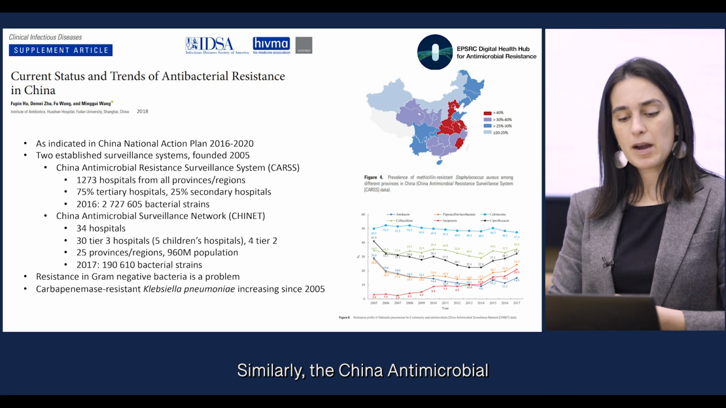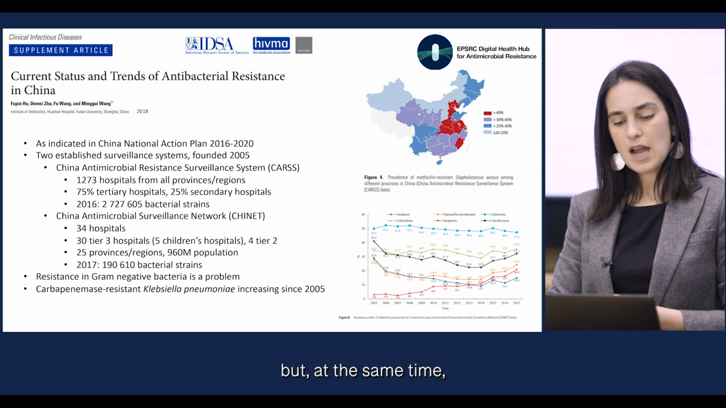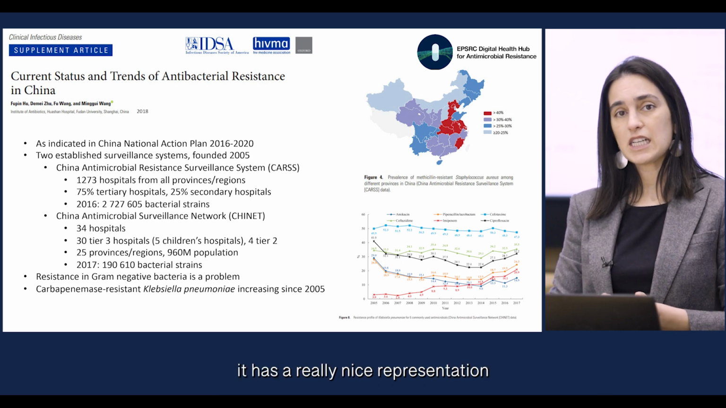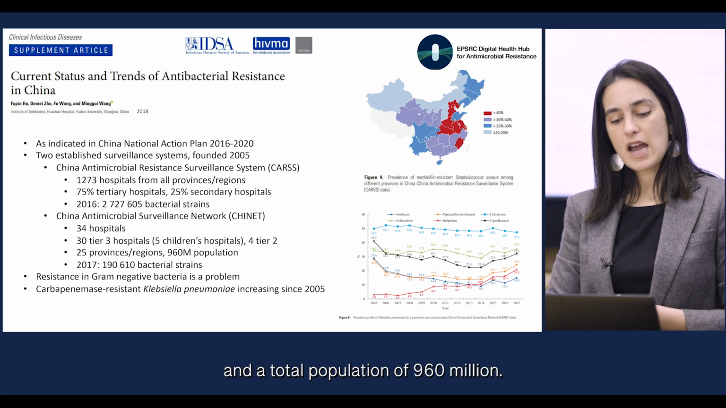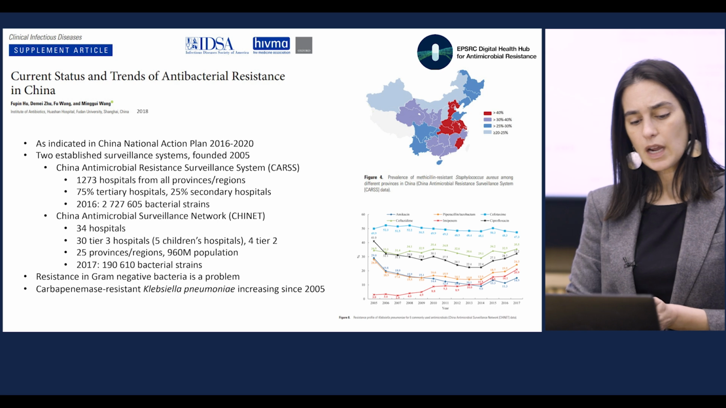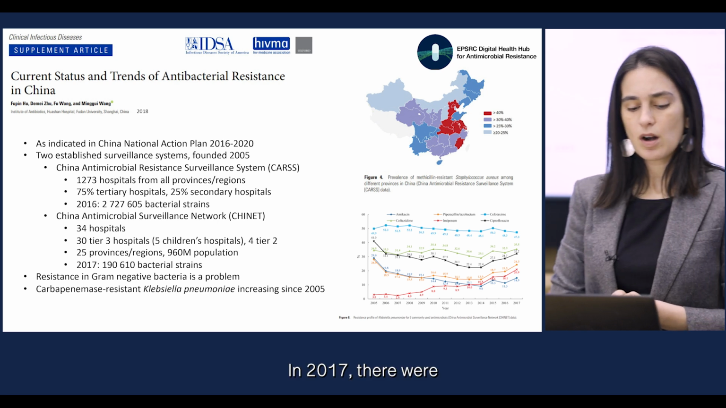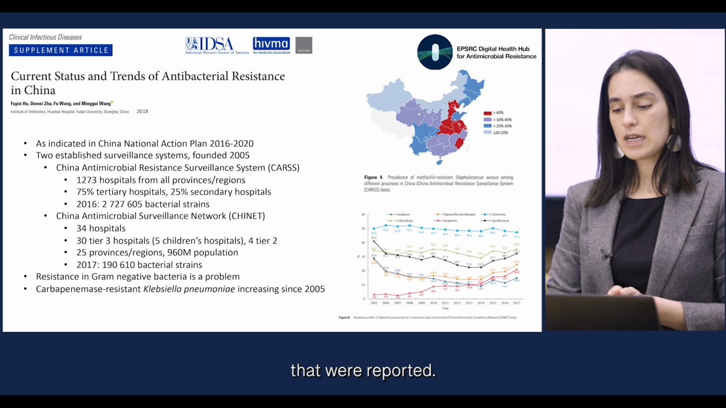Similarly, the China Antimicrobial Surveillance Network is a network of fewer hospitals, only 34, but at the same time, it has a really nice representation, including children's hospitals, 25 provinces, and a total population of 960 million. In 2017, there were over 190,000 bacterial strains that were reported.